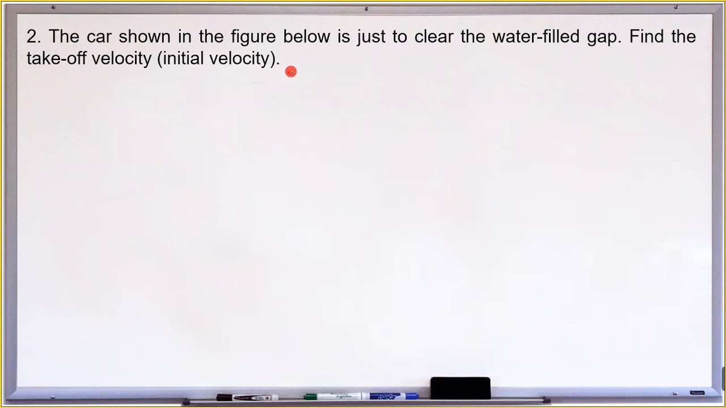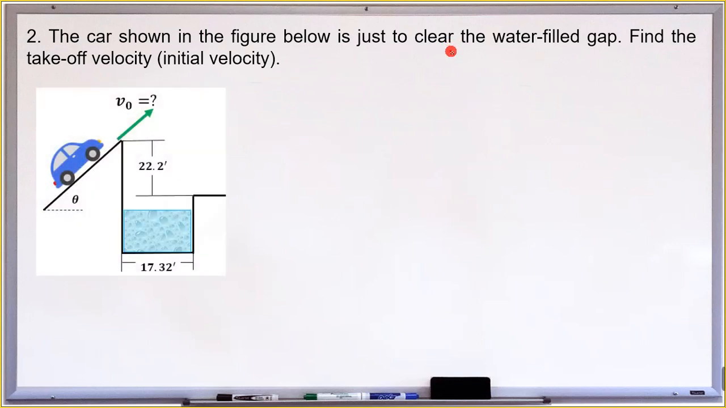So the car shown in the figure below is just to clear the water filled gap. So find out the takeoff velocity. So takeoff velocity, it means the initial velocity. So natay car, no? Nidagan siya ng inclined plane, inclined at an angle theta. I forgot to put the value for theta. So sa book, that is equal to 30 degrees. Okay. Angle theta is 30 degrees.